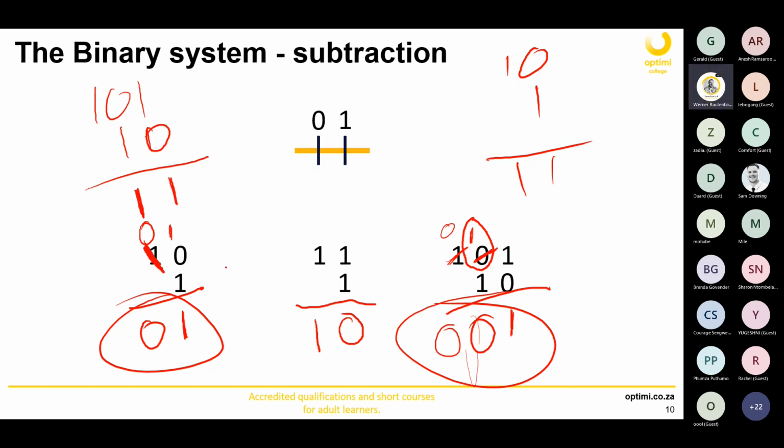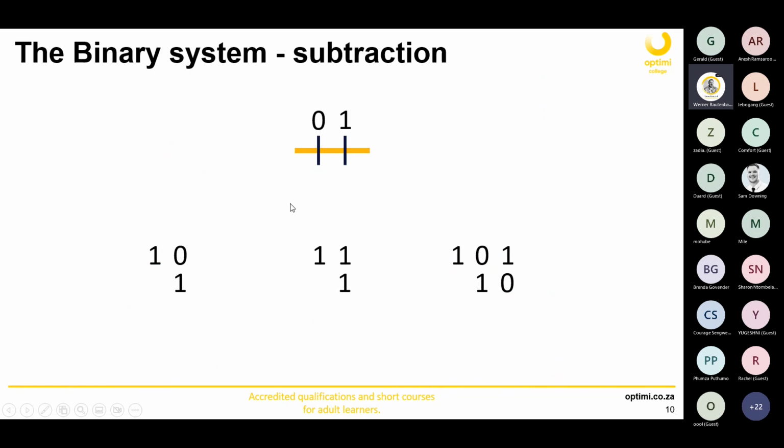Let me explain again. Okay, there we go. 0, 1, 1. So we have 1 minus 0. 1 minus 0 is 1. Now we can't have 0 minus 1, so we need to borrow from that one. So now it becomes 1, 0 minus 1. What is 1, 0 minus 1?